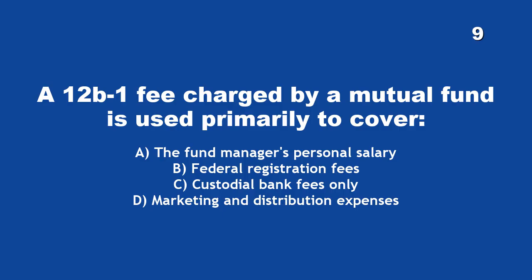A 12b-1 fee charged by a mutual fund is used primarily to cover: Option A, the fund manager's personal salary. Option B, federal registration fees. Option C, custodial bank fees only. Option D, marketing and distribution expenses. The correct answer is D, marketing and distribution expenses.